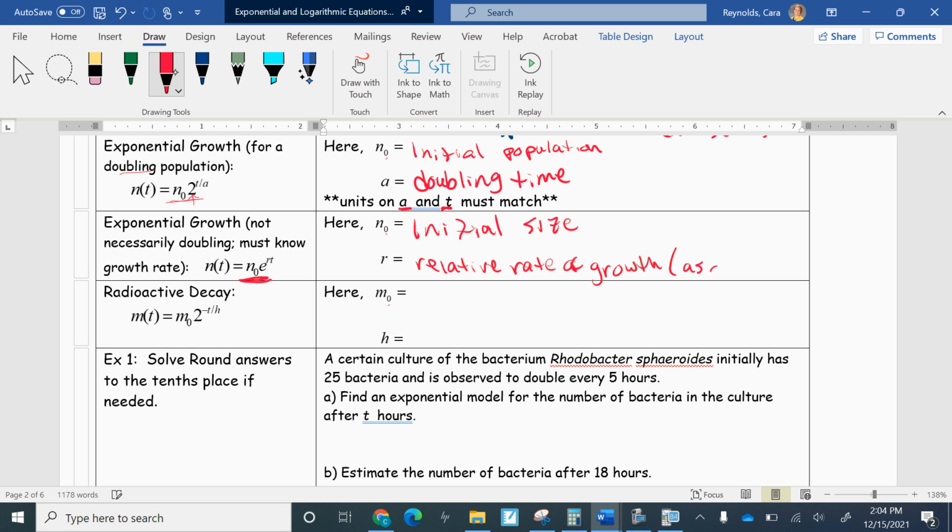As a decimal. So percentages should always get converted to decimals. T is still just time. All right, so if you need to know T is time, you need to write that out.